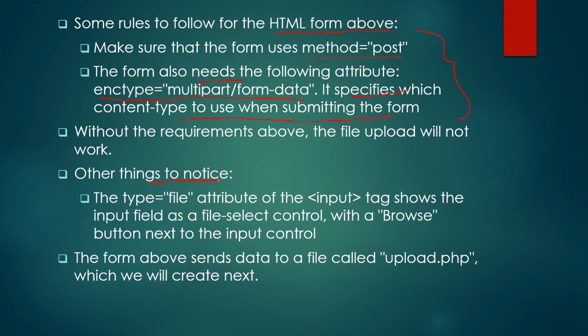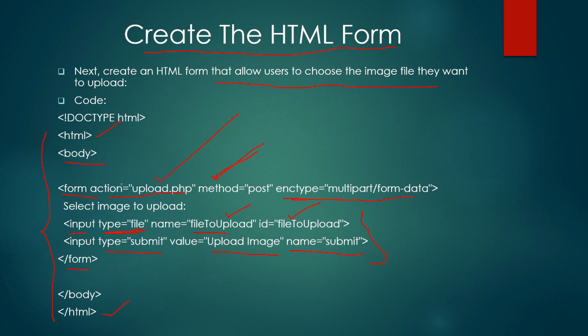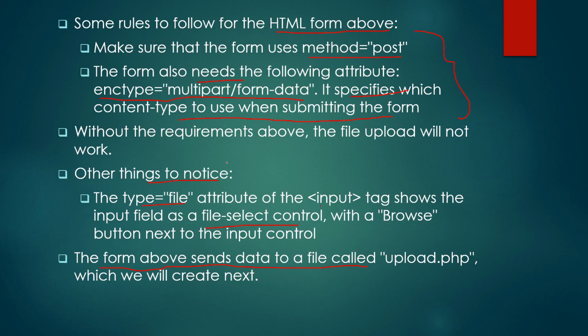Then the other thing to note is type is equal to file. This attribute of the input tag shows the input field as a file select control, which means we are giving the user a choice to select whatever file he or she wants to choose, with a browse button next to the input control. The form above sends data to a file called upload.php. Why? Because inside the action attribute, I have written upload.php, which we will create next. So that upload.php file we will create, but first let's create the form.